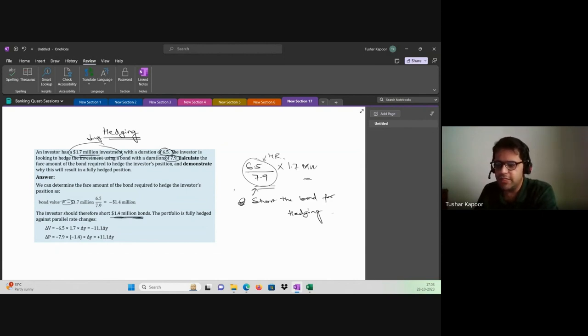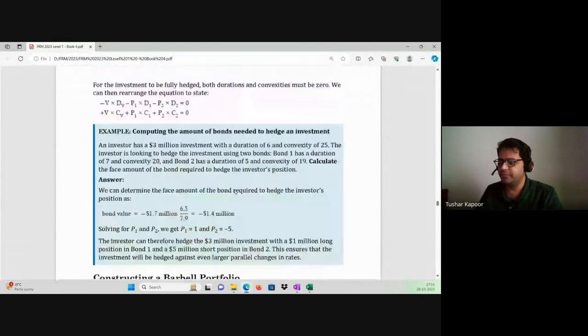The portfolio is fully hedged, and parallel changes are reflected here, right? So now he's checking what the change in the value is. If it goes 6.5 multiplied by 1.7 multiplied by change in Y, he gets a loss of this much. But because he also has this other hedging instrument, he's making enough gain. In a way, a neutralized position.